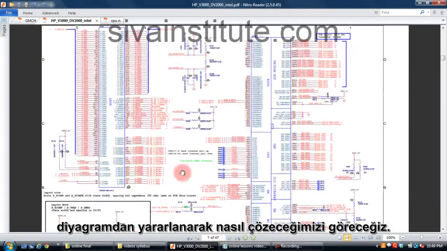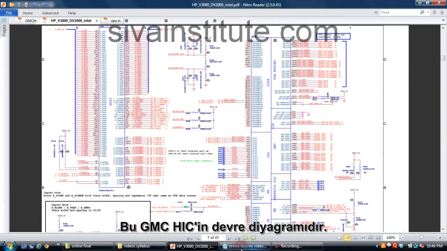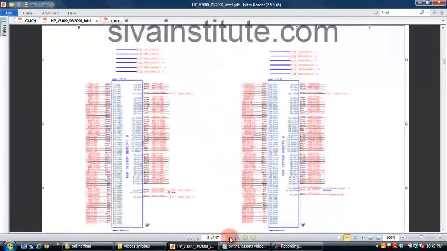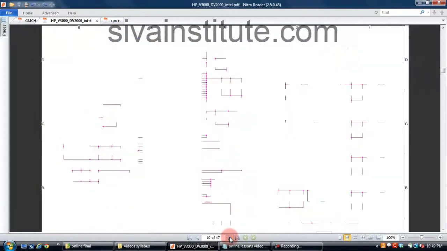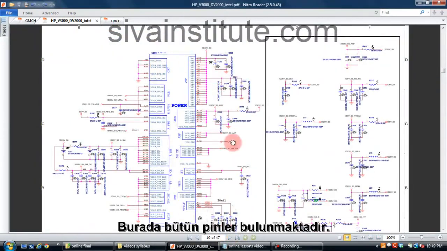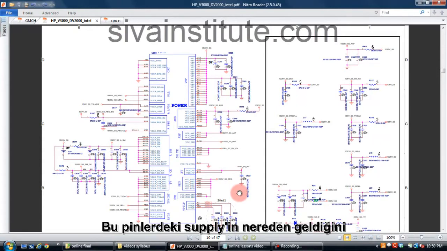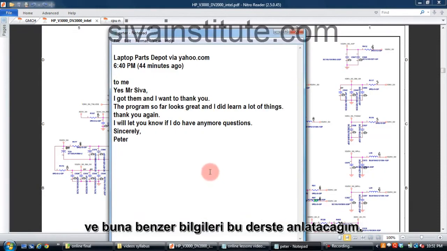circuit diagram. This is the GMCH circuit diagram. I will explain all these connections. What are the important pins, what are the connections. See here, all these supplies, this is all supplies to GMCH. How to check, where from it will come, I will explain all these things. It will take 1 hour lesson.